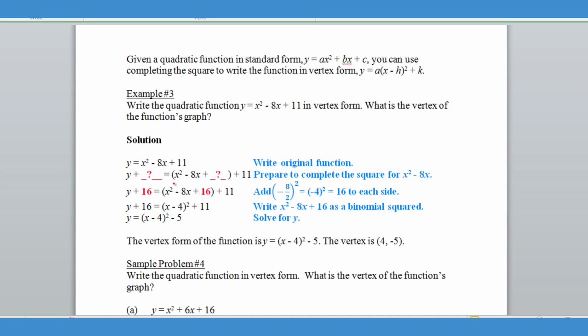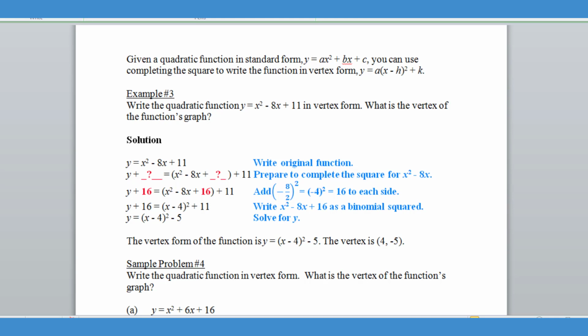Now, when we complete the square with the 16, it's important that we add that to both sides to balance this out. And then once we get the perfect square trinomial, we can move the 16 back over so that y is by itself. So you can see here that the vertex form is y equals x minus 4 squared minus 5. Now you could also write that in the form of f of x, because f of x and y mean the same thing.